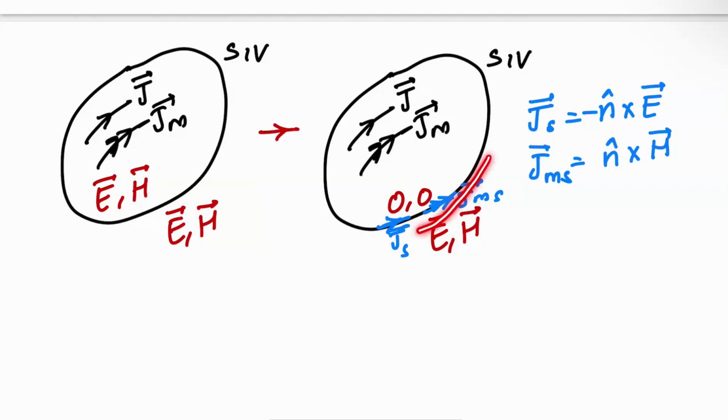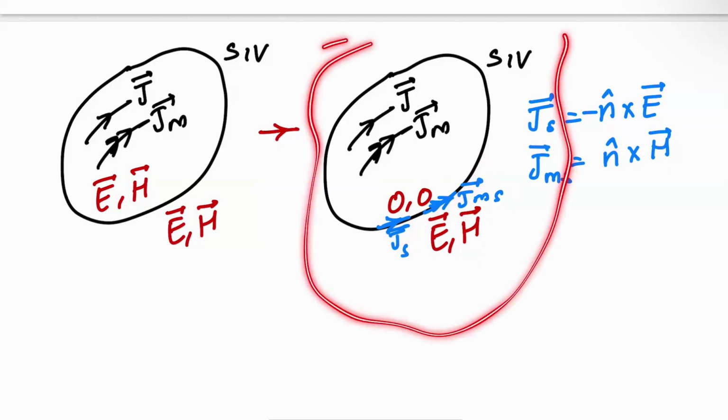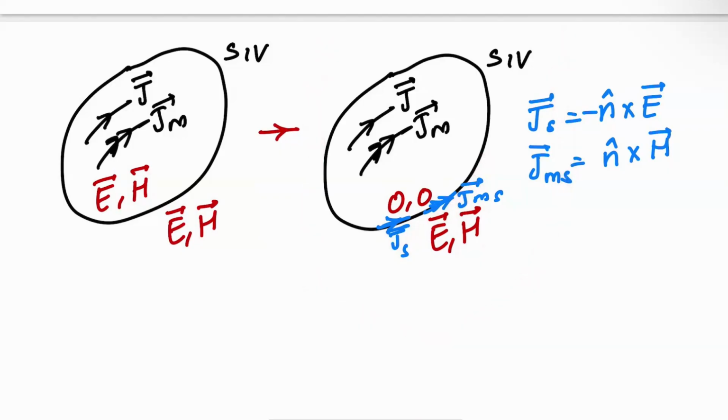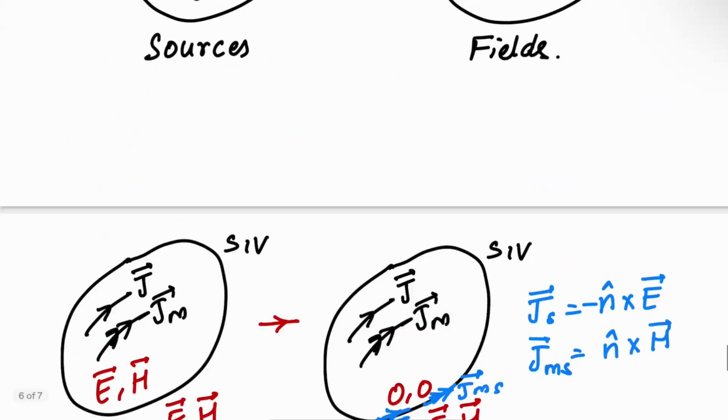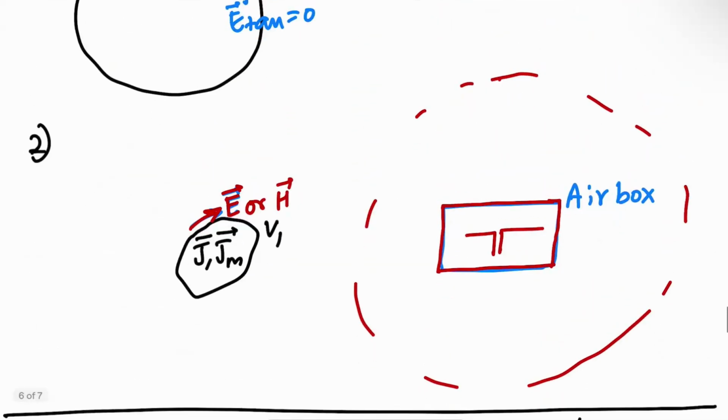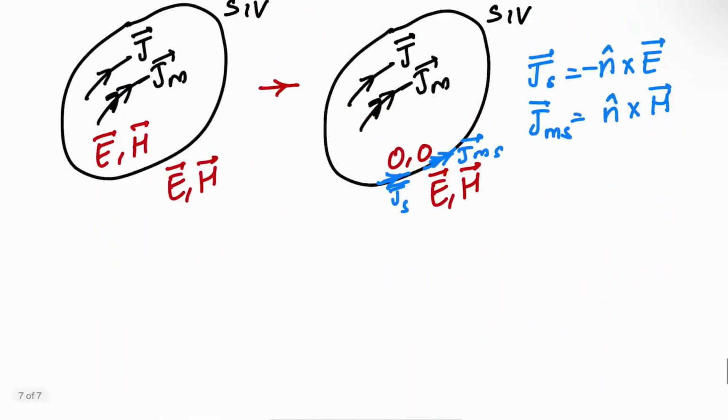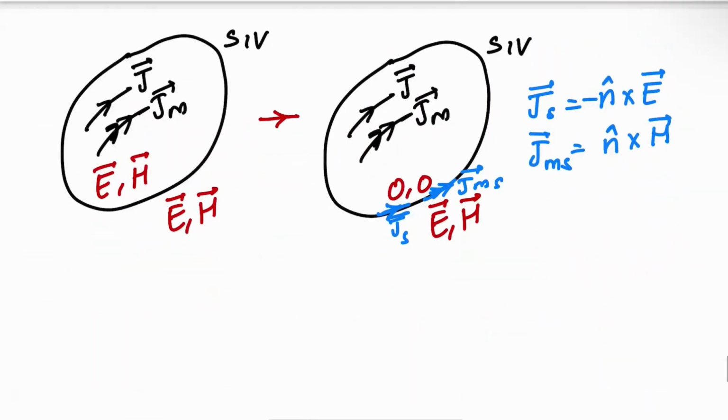So we know that if the tangential fields on the outside are the same, then the fields everywhere outside the volume are still the same. That's what we just saw here. So what is this saying? This is saying I have two sets of currents. One set is just the J and Jm, and the other set is J and Jm plus Js and Jms. Both these sets of currents gave me the exact same fields everywhere outside this volume.